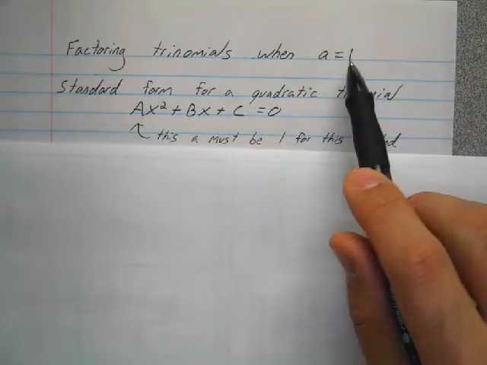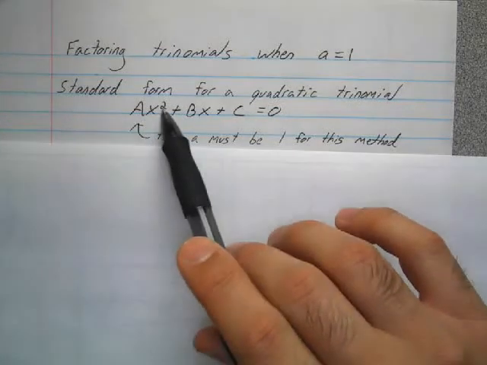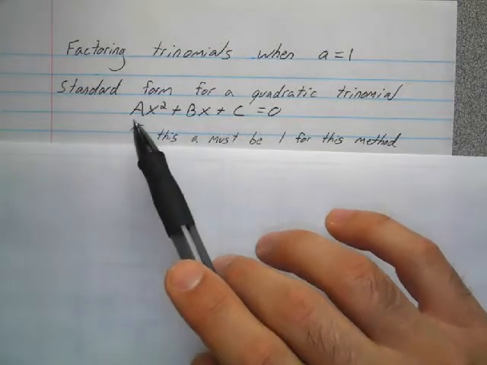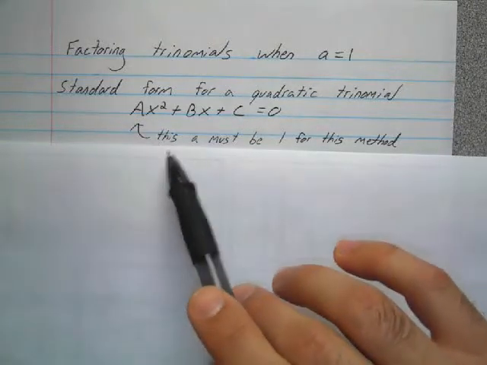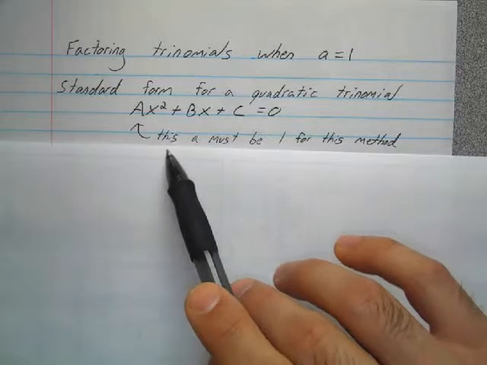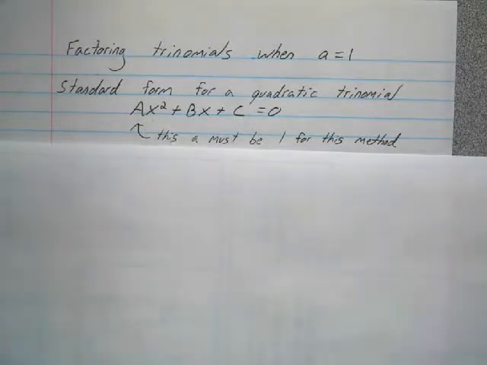So for a to be 1, that would mean that the number in front of x squared should be 1. Or you should just have an x squared, or a squared, or k squared, whatever variable it might be. So for this method to work, that number in front of x squared must be 1.